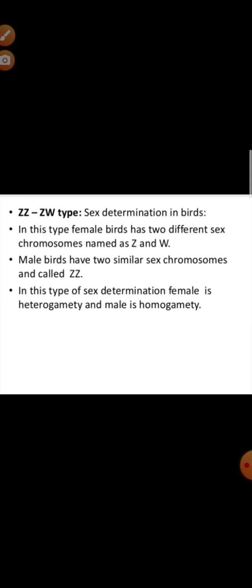The next one we will know is ZW type. In which organism these are seen? These are seen in birds, fowls and fishes. The females here will be having one Z and one W chromosome, whereas the males will be having a pair of Z chromosomes. So when we will draw the charts, how it will be?